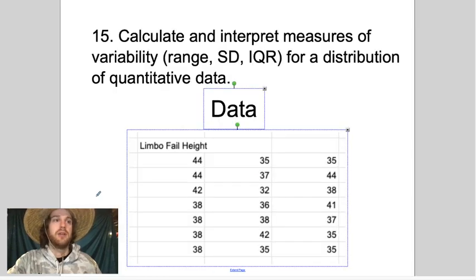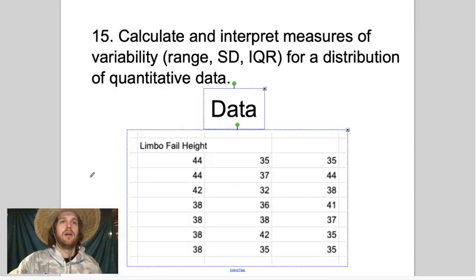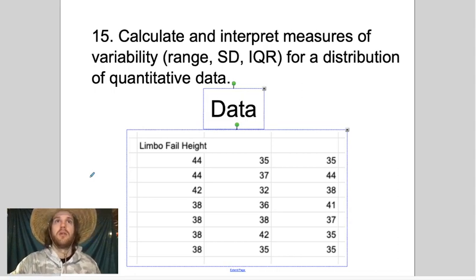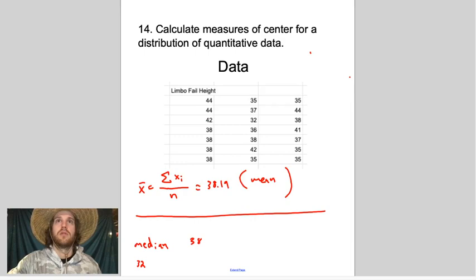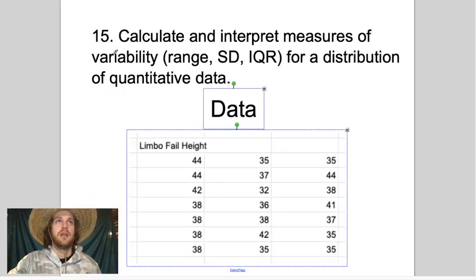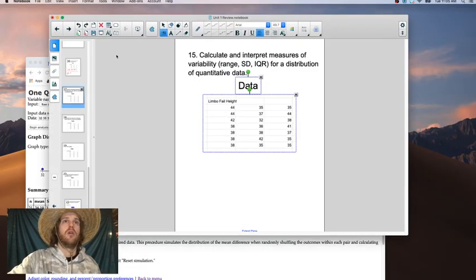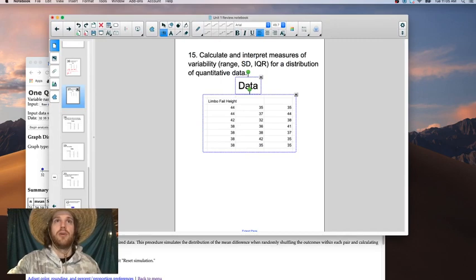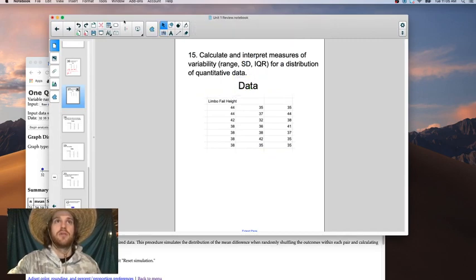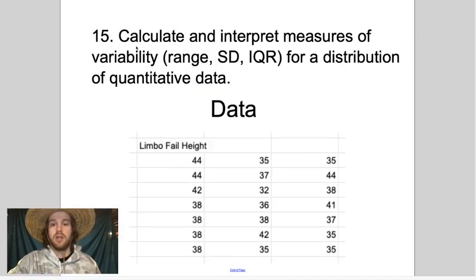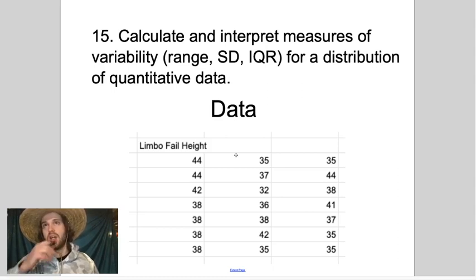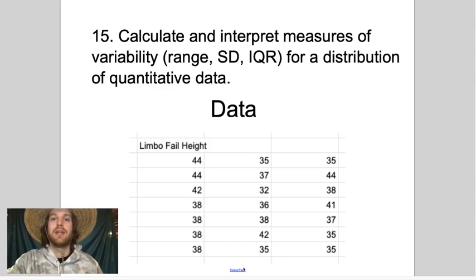All right, calculate and interpret. Do we have to interpret the last ones? No. Calculate and interpret our measures of variability. We're almost done here, folks. Calculate and interpret our measures of variability: range, standard deviation, IQR for a distribution of quantitative data.